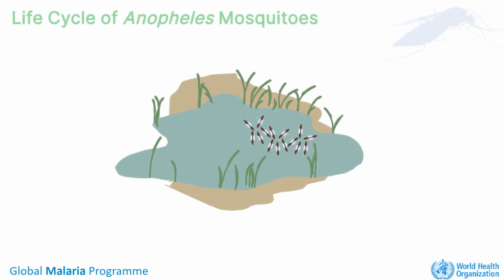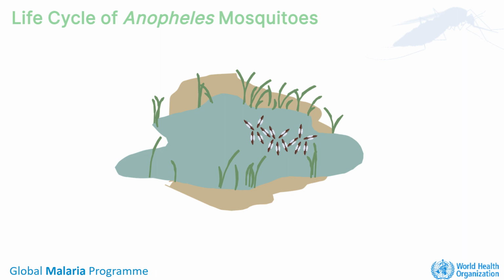We learnt in Unit 2 that malaria is transmitted between humans by a mosquito vector. Now we're going to learn about the methods used to control the vector and reduce malaria transmission. But first, let's review the mosquito life cycle.